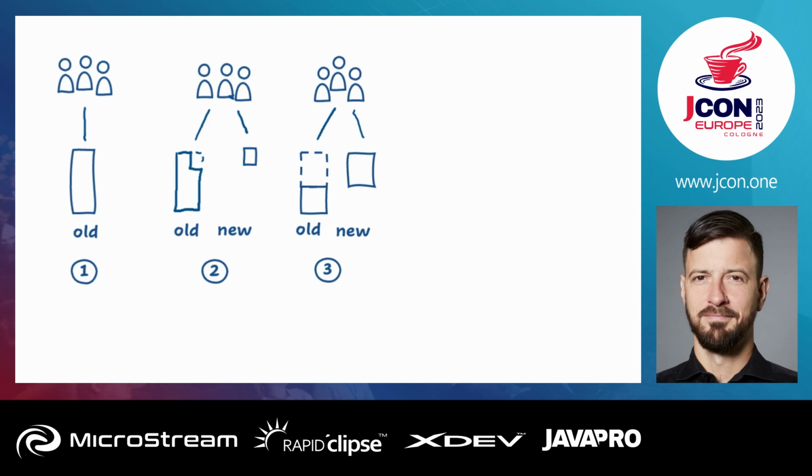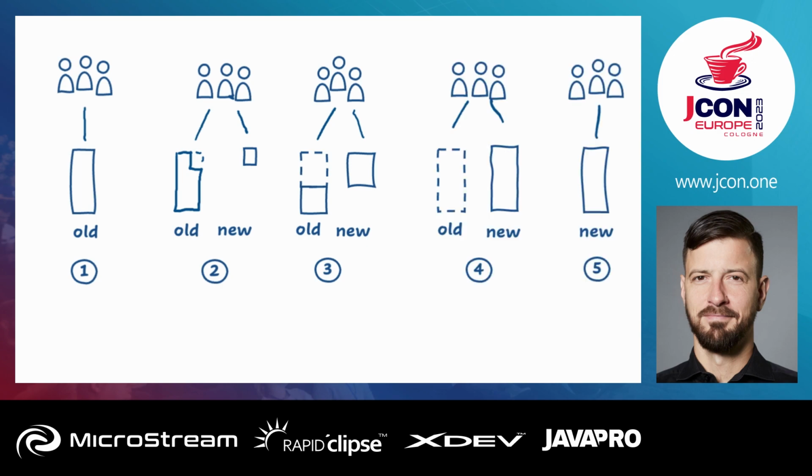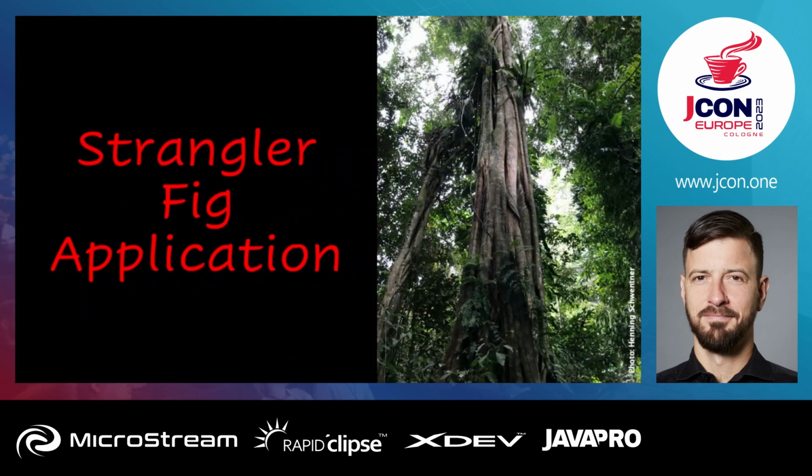Or maybe not. Maybe we stay somewhere there, which might also be okay, because we have already new things that can be used. Okay, so this is the goal where we want to go. And talking about stranglers, this is the Strangler Fig application pattern. That's what we want to do here.